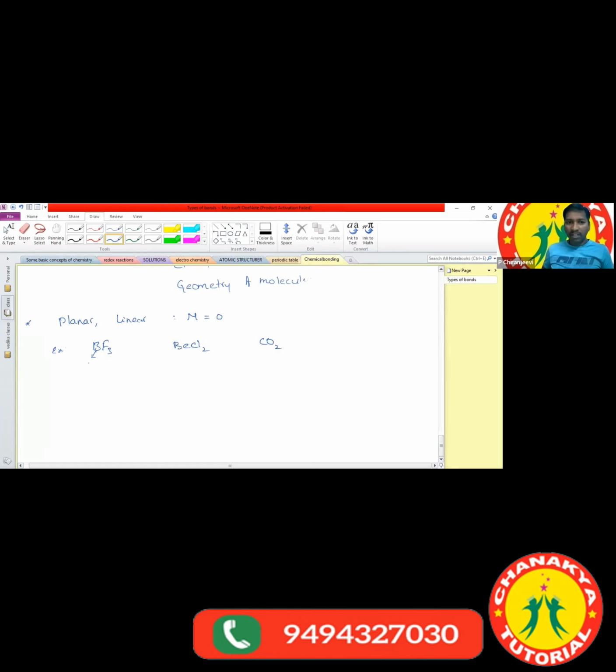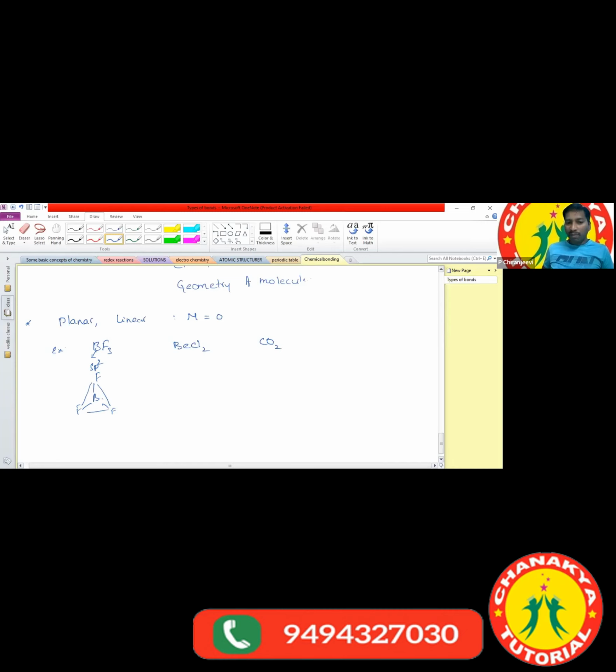What is the hybridization of the boron? Boron exhibits sp2 hybridization. In this one the central atom is boron. Each boron is connected with the 3 fluorine atoms in a trigonal planar manner.